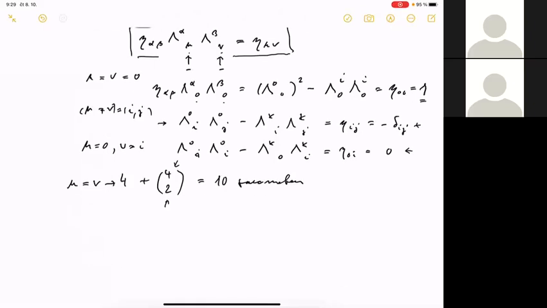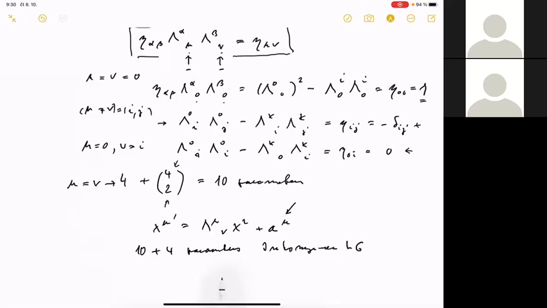But the general Lorentz transformation x mu prime is lambda mu nu x nu plus a mu, and it contains also 4 independent parameters a mu. So together we have 10 plus 4 parameters of the so-called inhomogeneous Lorentz group. Inhomogeneous Lorentz group is the Lorentz group of such transformations, including this space-time shift described by this parameter a mu.